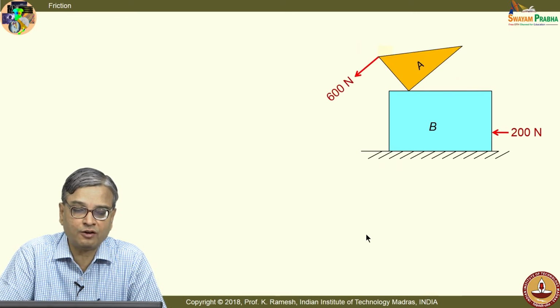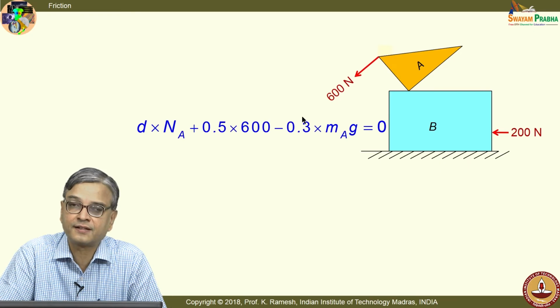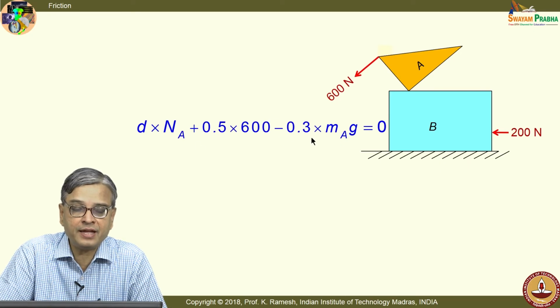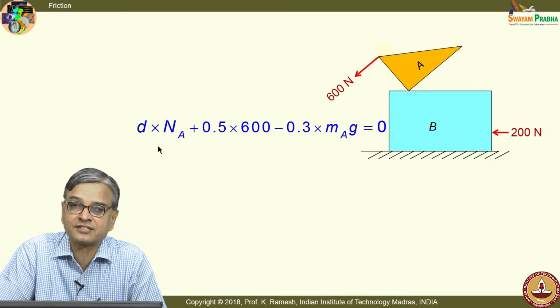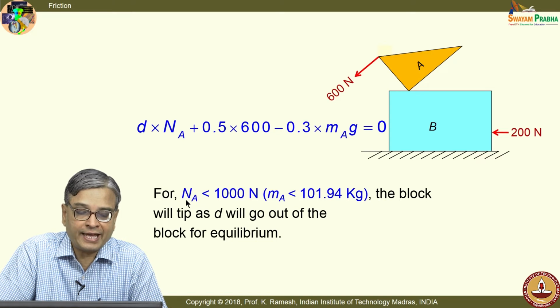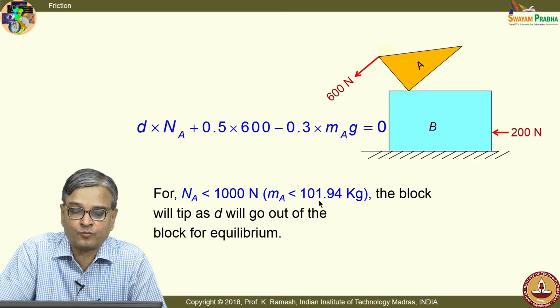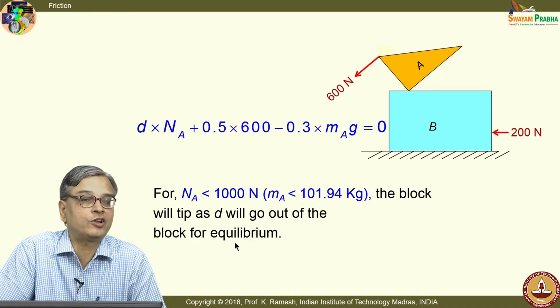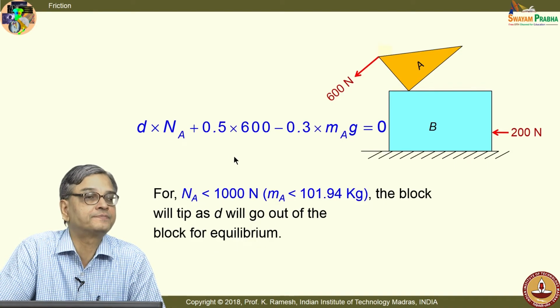I have the expression. You have to look at the expression for this. We have determined Ma keeping D as 0. When I have this Ma value less than that, then the sign changes. Okay, D will go outside of it. So, for Na less than 1000 newtons, indicating Ma is less than 101.94 kilogram, the block will tip as D will go out of the block for equilibrium. That comes from the moment equilibrium.